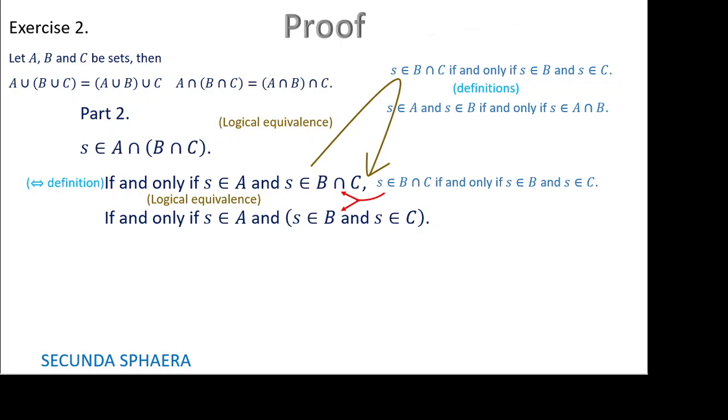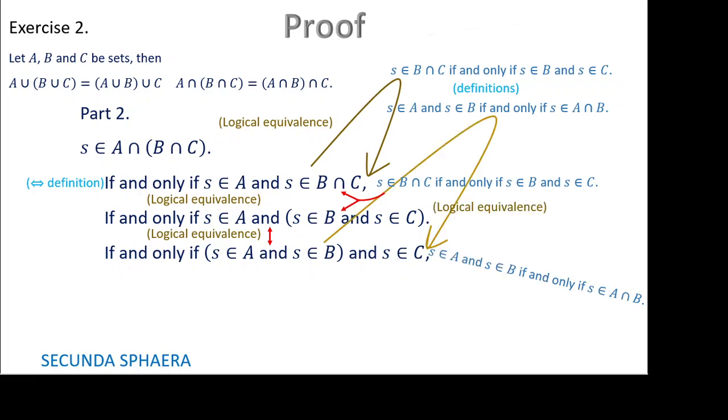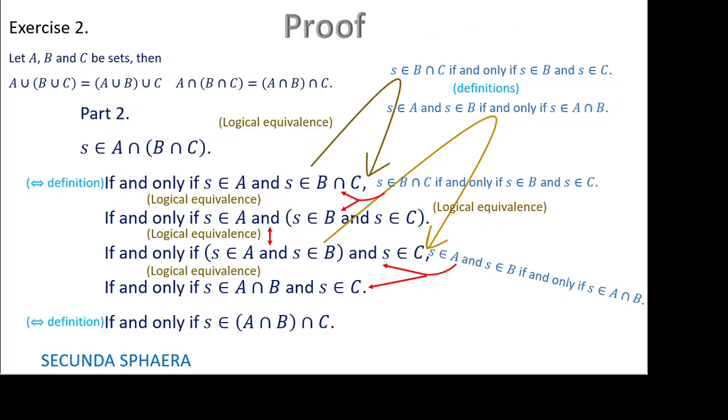And now we are going to use associativity of conjunction. So if and only if S is in A and S is in B, we close the parentheses, and S in C. And we again join with this second equivalence that we just had apart. This gives us the possibility of substituting that S in A and S in B is just S in A intersection B. And now we use the definition of intersection. So if and only if S in A intersection B intersection with C.